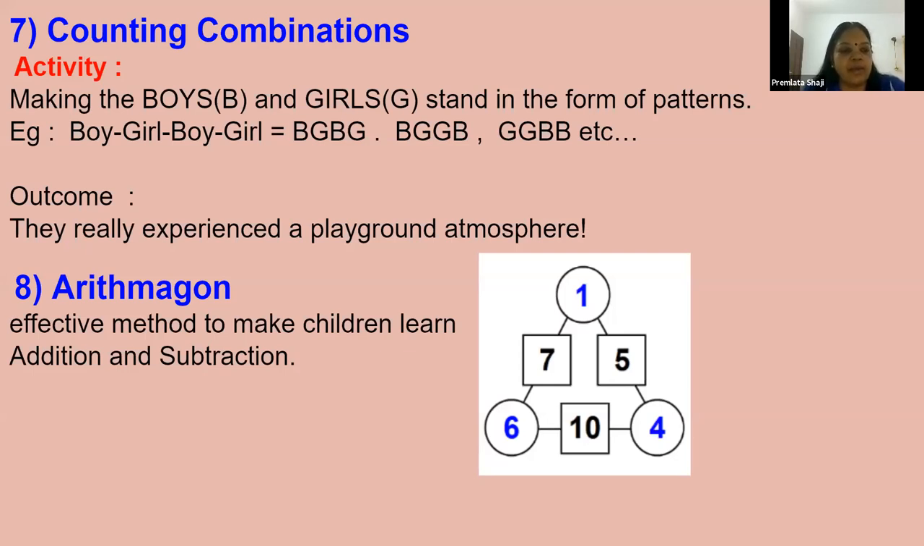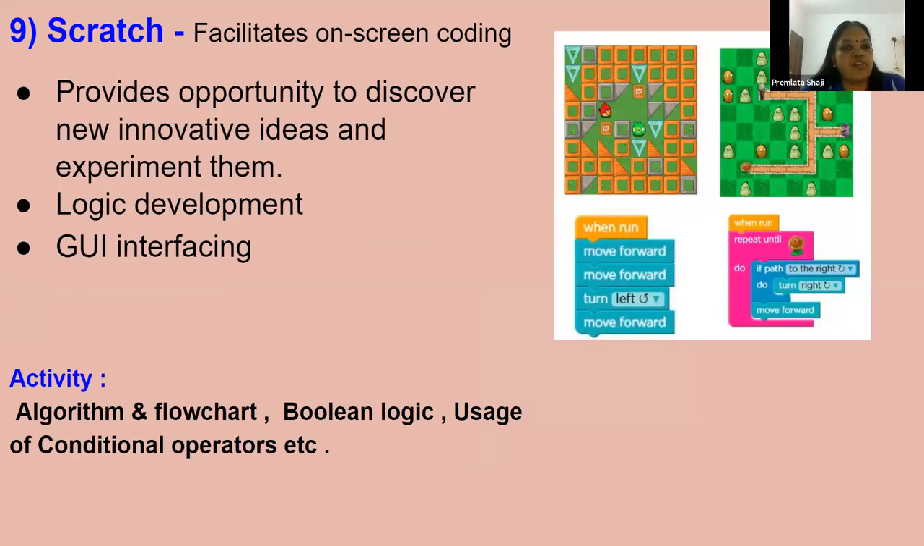Another thing which children loved is using this thing called arithmegan. And this, my observation is, as well as maths teachers have also said, their concepts of addition and subtraction have really come out well. Their basics are also improving simply because these small activities are brought into the classroom. Scratch has also been dealt with from class 3. Now this is providing an opportunity for the children to find out new and innovative ideas. Now since it is a GUI interface, they give the command and immediately they see the object also behave, obeying their instructions. So it is all the more interesting for the child because they are doing some on-screen coding.